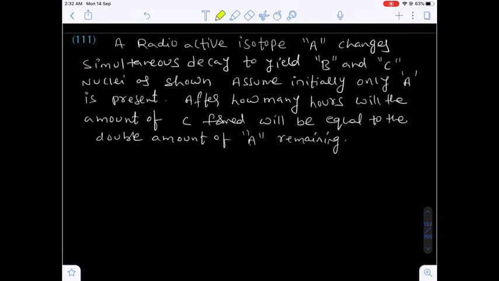A radioactive isotope A changes by simultaneous decay to give B and C.